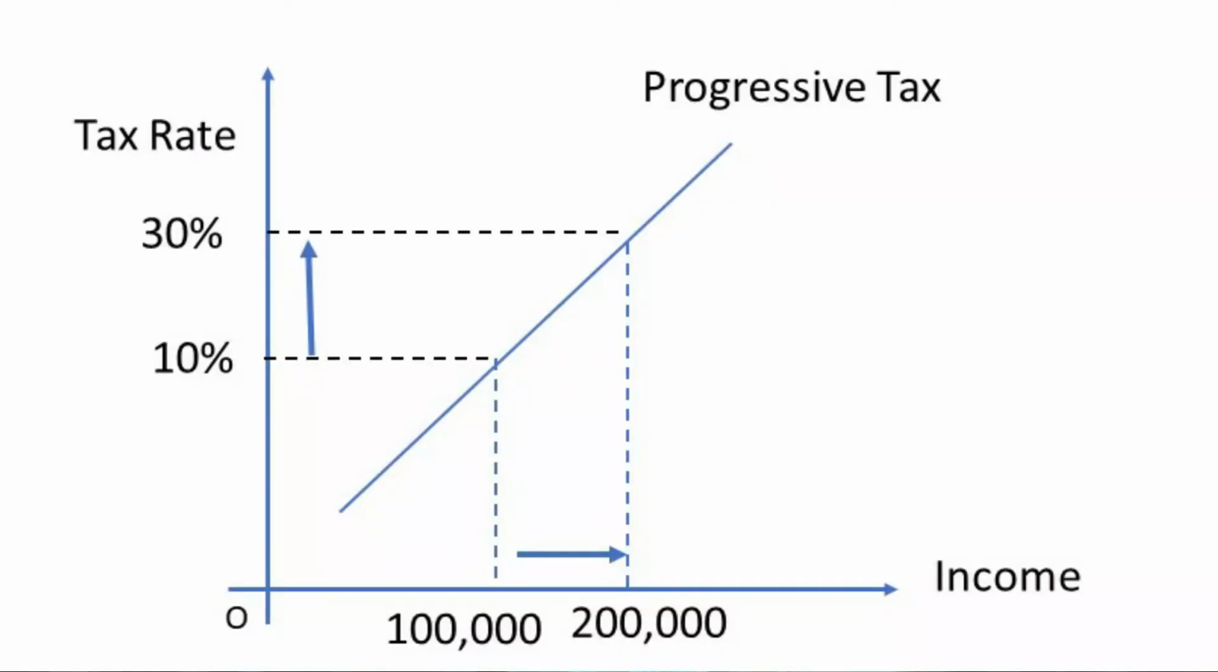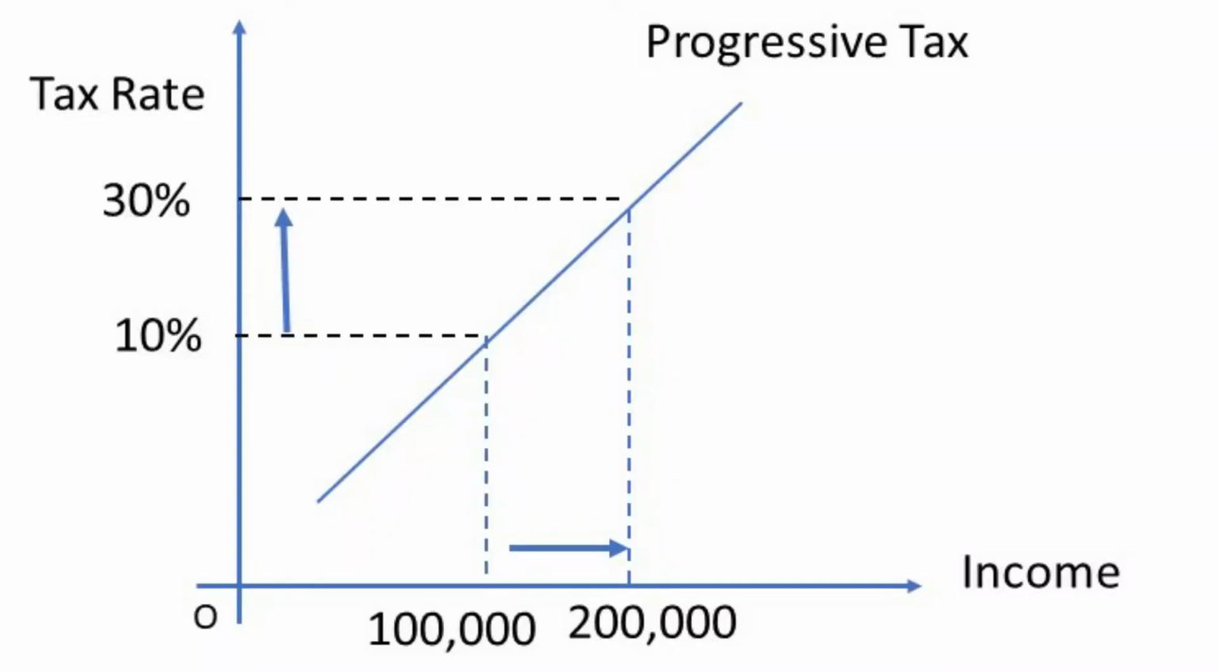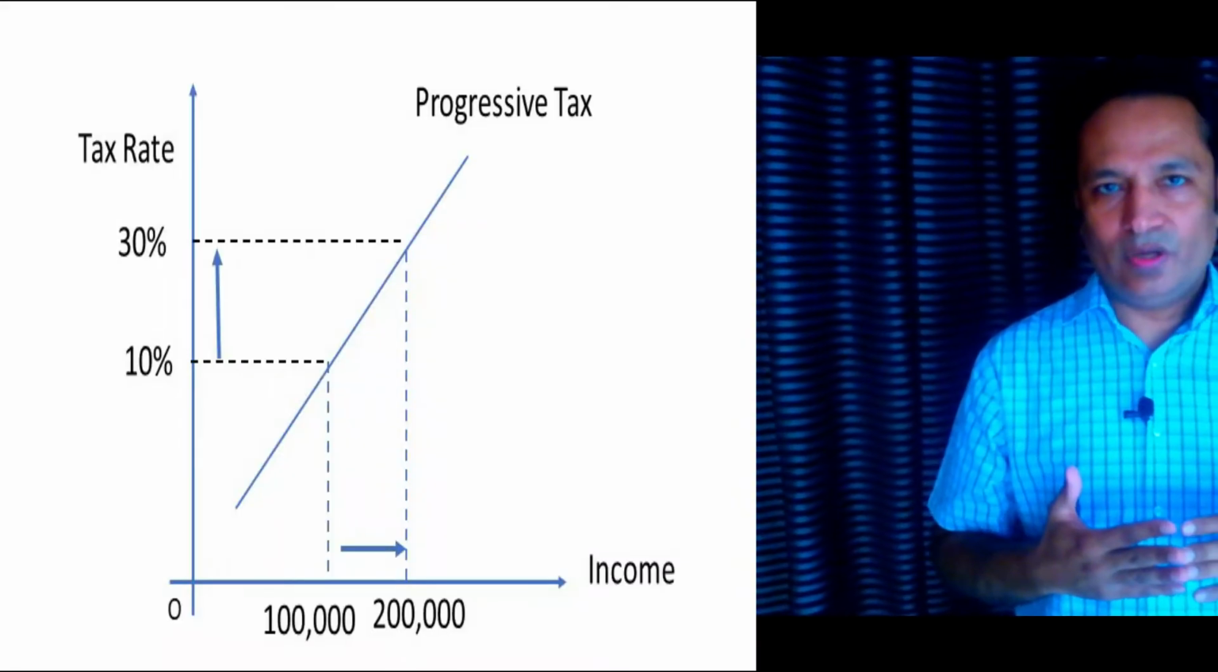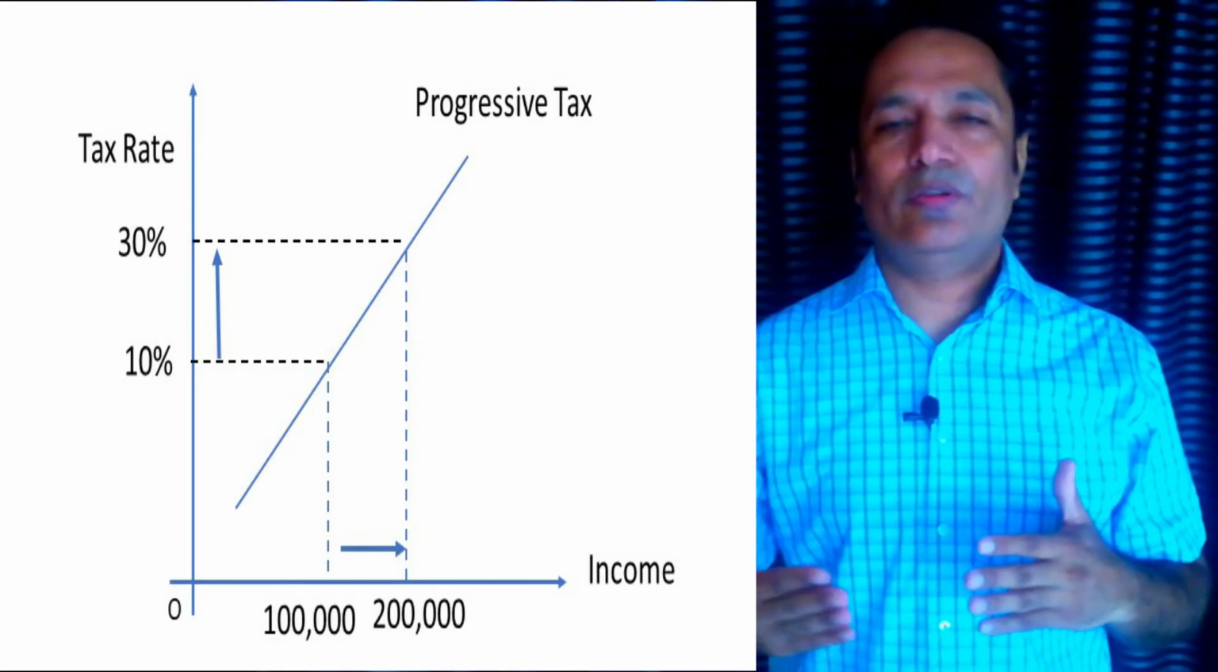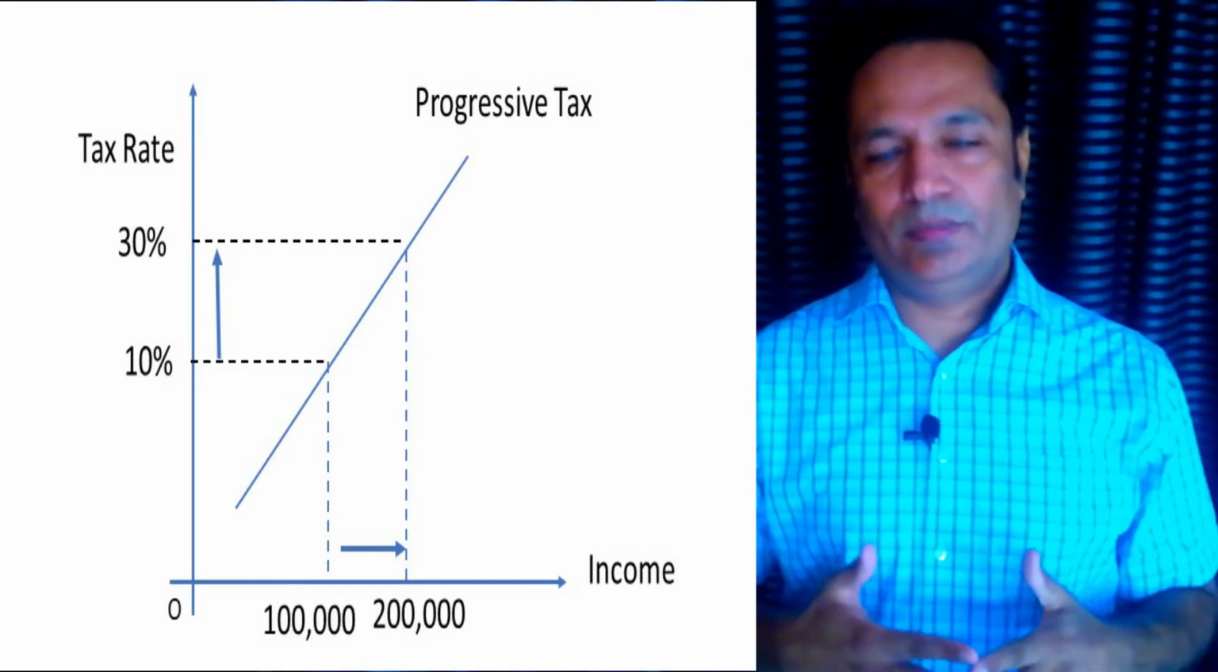And the graphical representation of progressive tax can be like a supply curve. Show income on the X-axis, tax rate on the Y-axis, and the graph of progressive tax will be positively sloped, showing that when income is $100,000, tax rate is 10%. When income increases to $200,000, tax rate will increase to 30%.